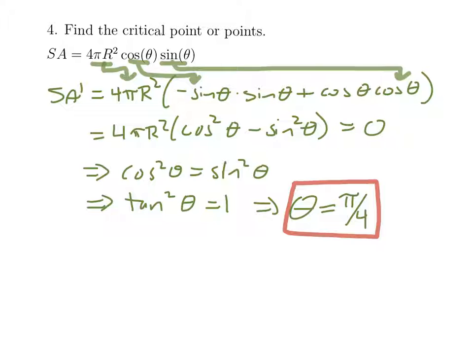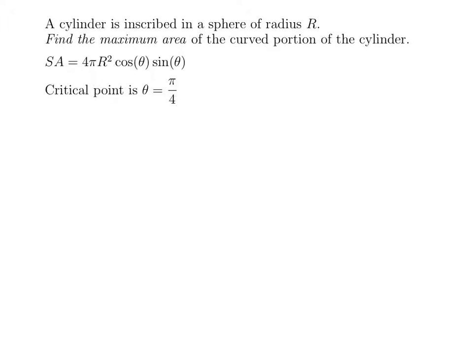And oops, I think I just said that wrong. It's theta equals pi fourths where that critical point is. We should celebrate the fact that we figured out that theta is pi fourths is the critical point for finding the maximum area.